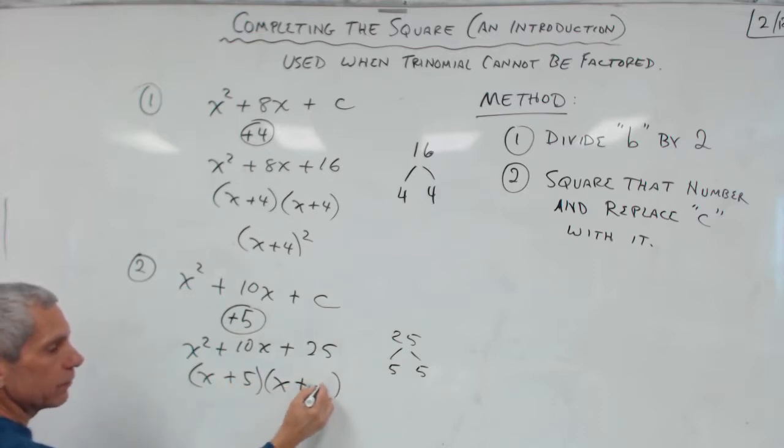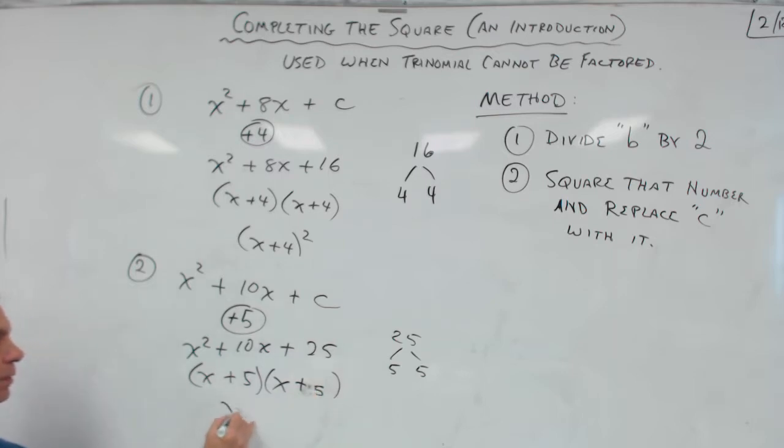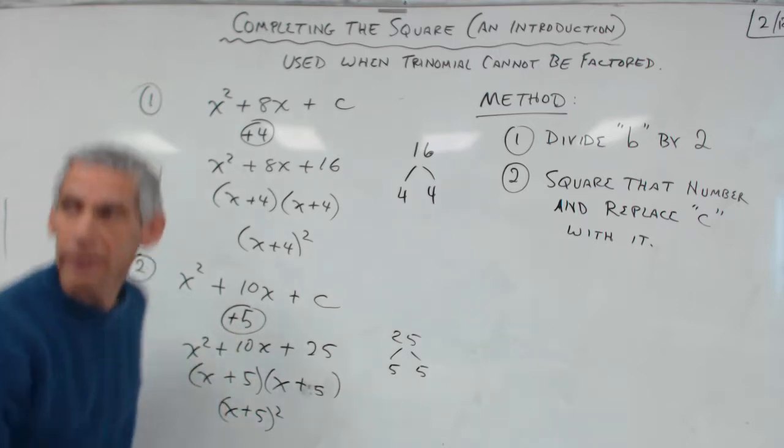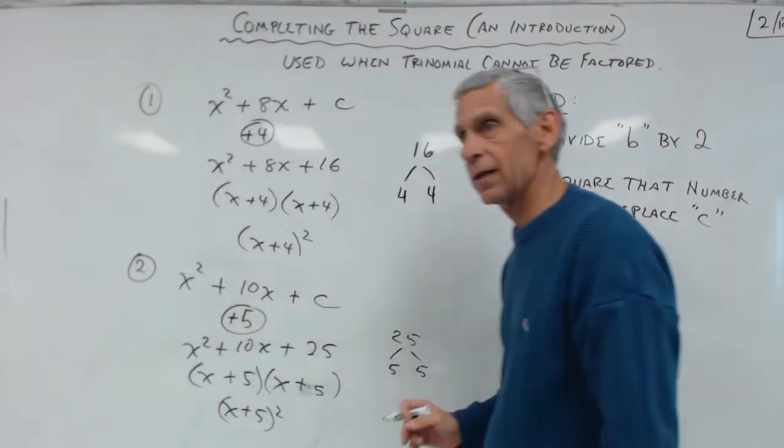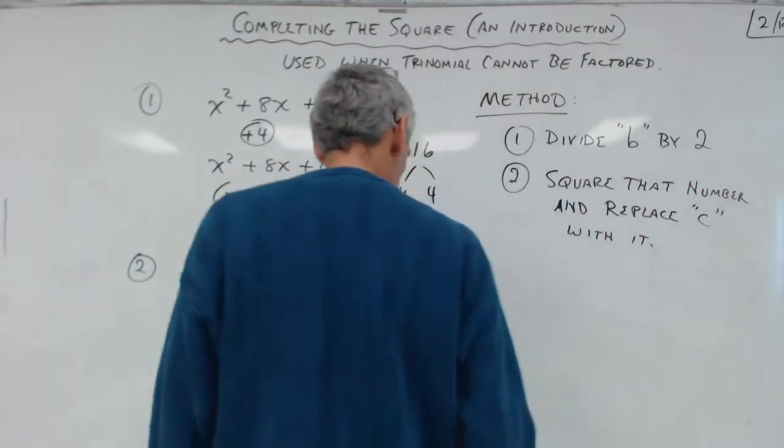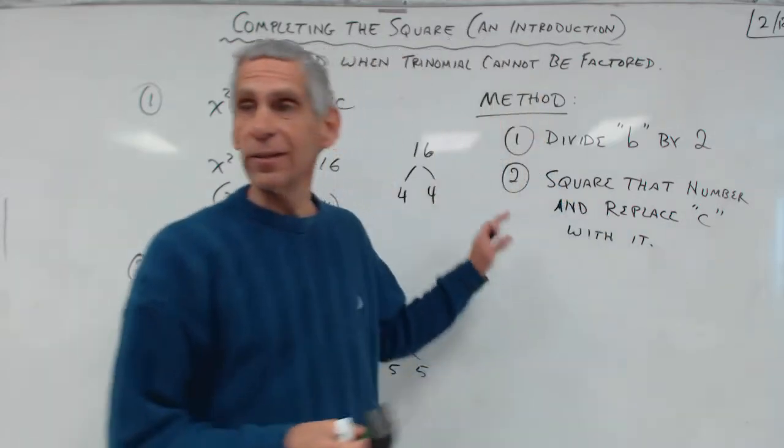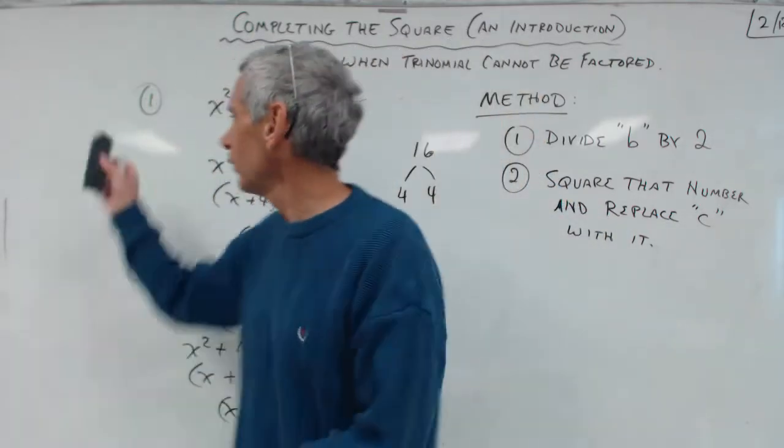Plus 5. And then you can change it to x plus 5 squared. Look at that, that's amazing, right? Does that make sense? Can I erase the method now? Yes. I'll just erase these.